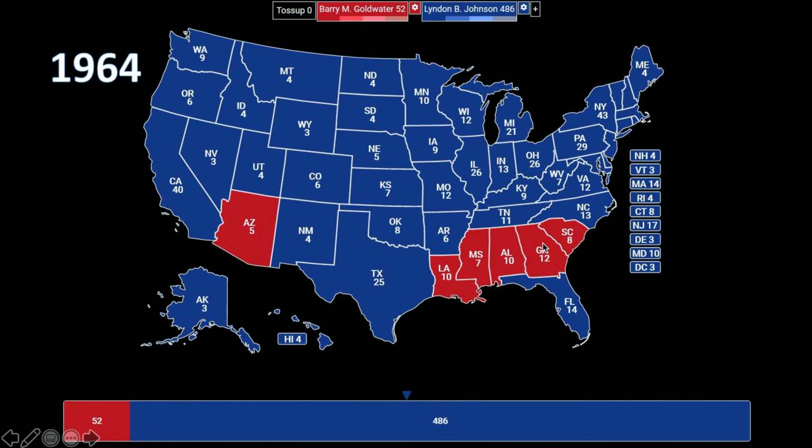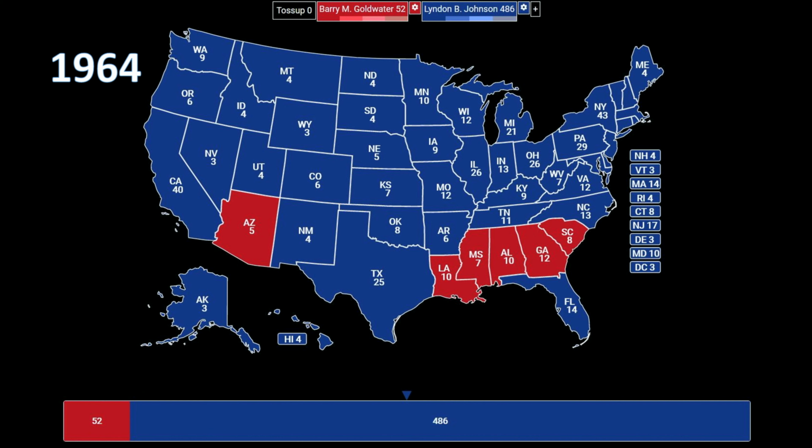Now, this is extremely important because it marks the first time that states like Louisiana, Mississippi, Alabama, Georgia, and South Carolina were won by the Republican Party since the Civil War. Formerly, those states were Democratic strongholds and represented by extremely conservative Southern Democrats, or Dixiecrats, in the United States Congress.